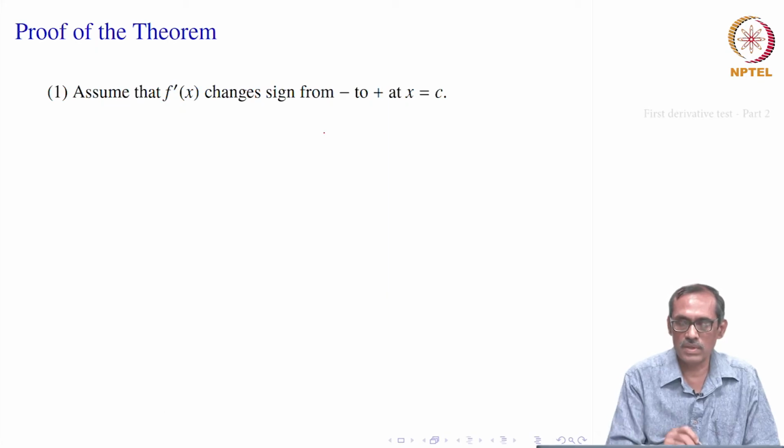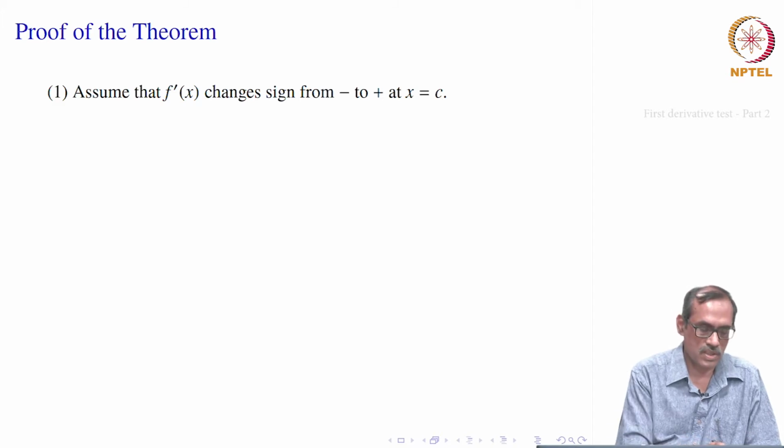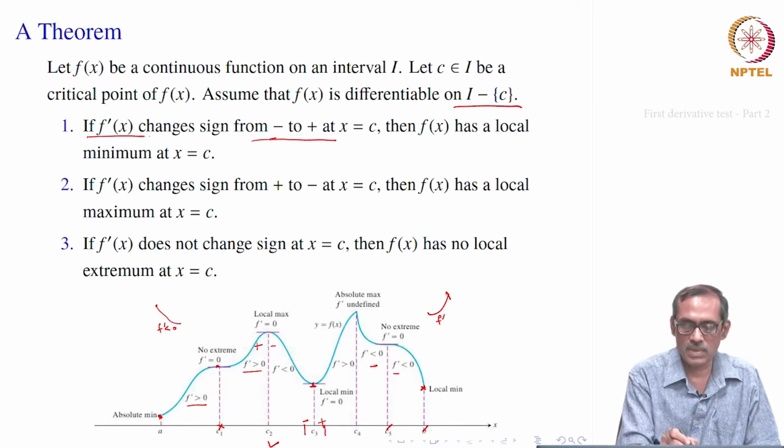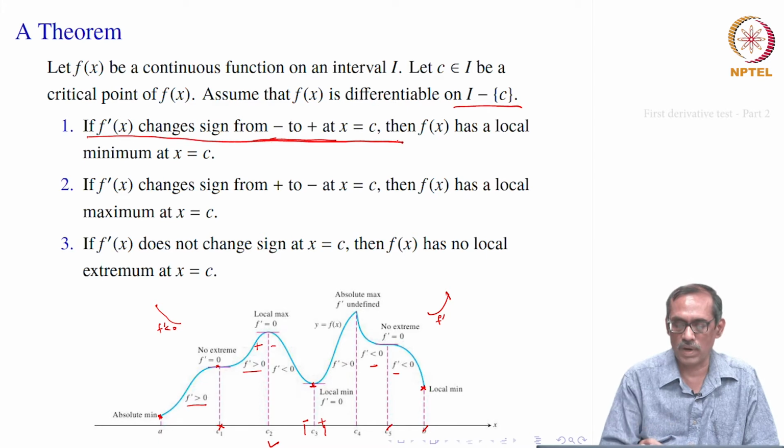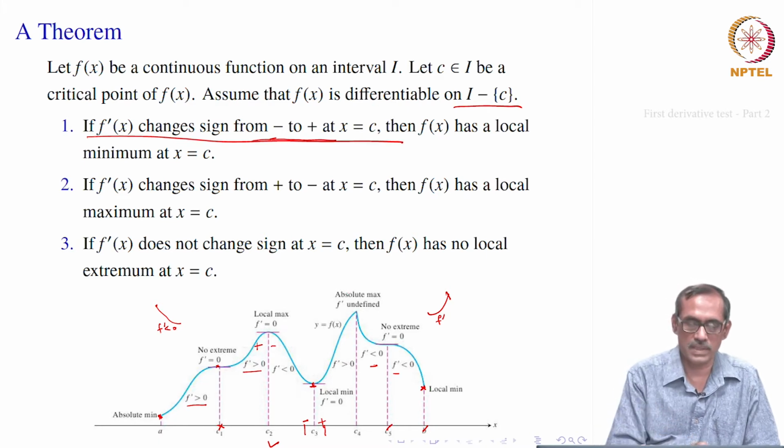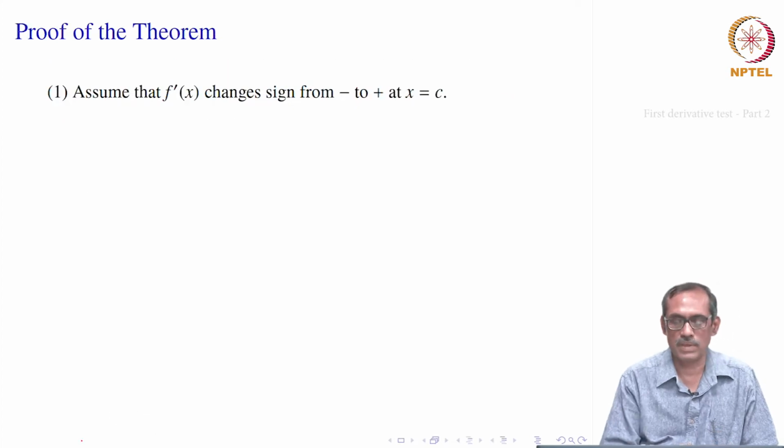Fine. So, its proof is easy, it is not difficult. Let us consider case 1 first. Assume that f prime changes sign from minus to plus. Intuitively we have seen how that happens. We want to show that f(x) has a local minimum at x equal to c.